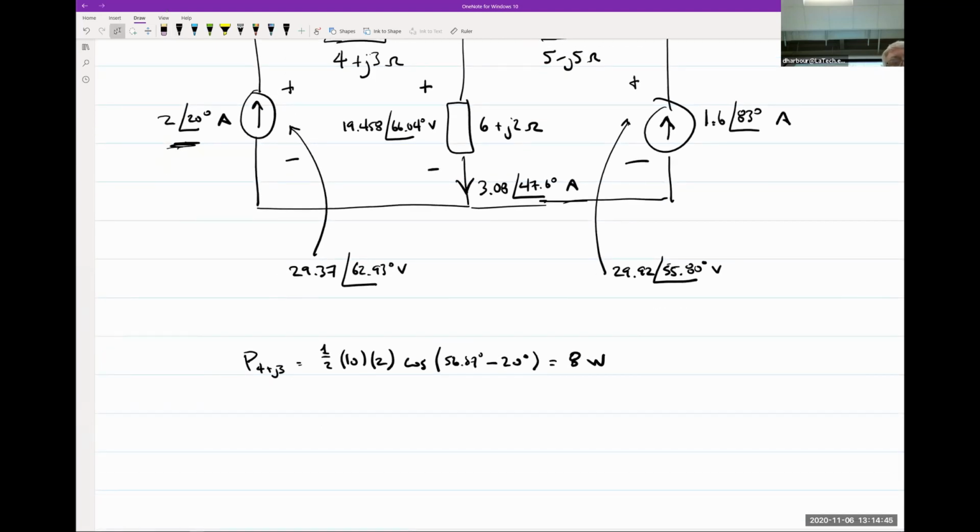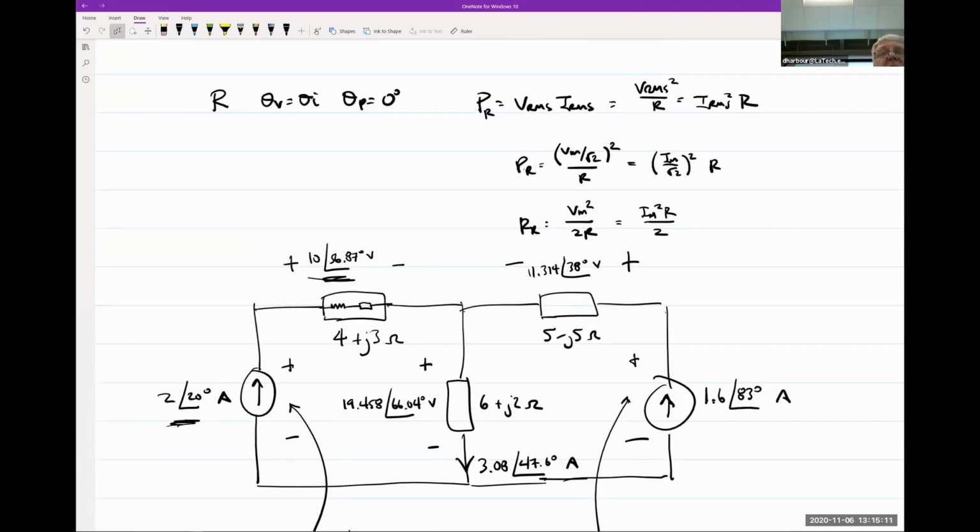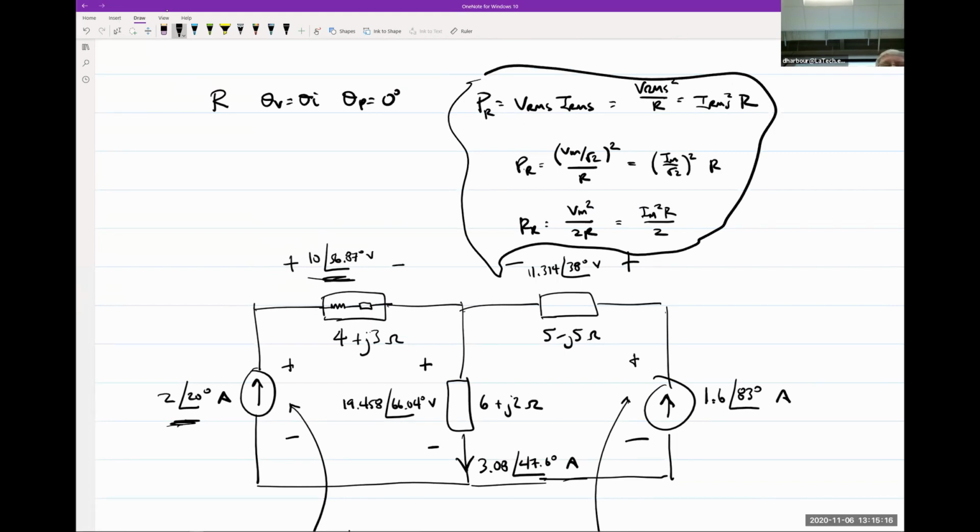So you might remember, all right, inside that 4 plus J3 box, there's a 4 ohm resistor and a J3 ohm impedance. The J3 is an inductor. P for an inductor is 0. We said that. It is. So really, all of this P right here is from that 4 ohm resistor. I could have just found the P for the 4 ohm resistor using these shortcuts right here that we came up with. Sorry, they were all right there. I know both the voltage across it and the current through it. So I could use those to find it.